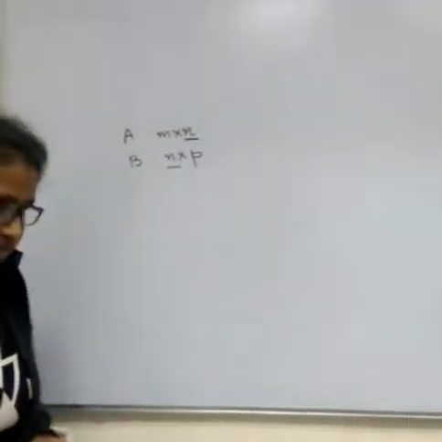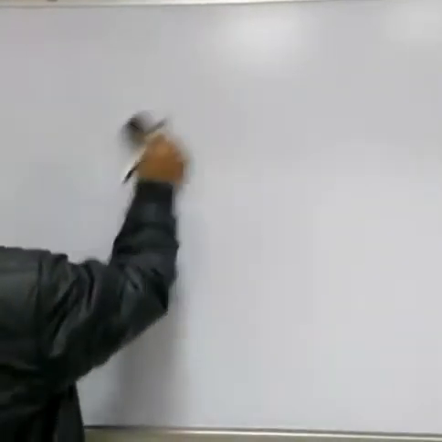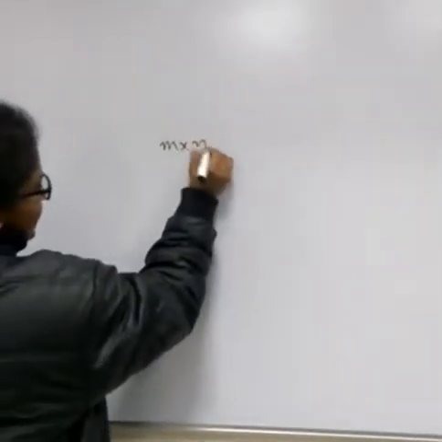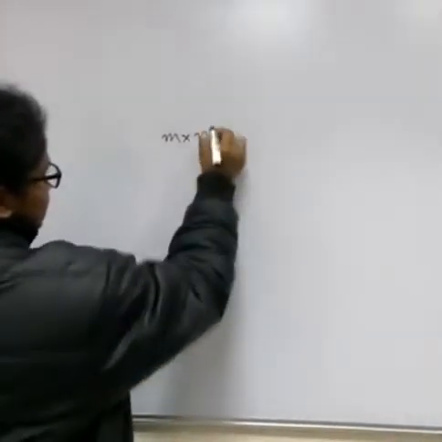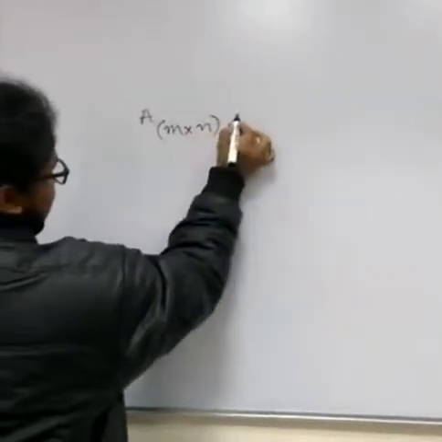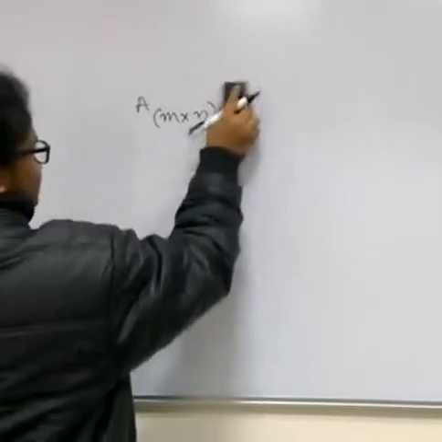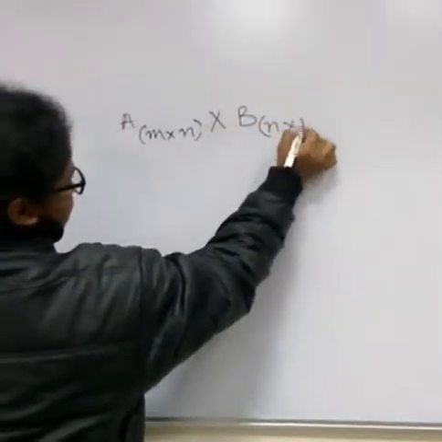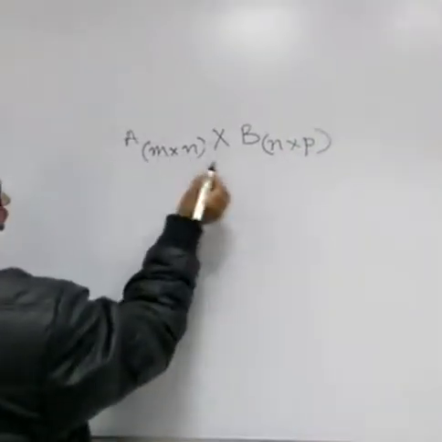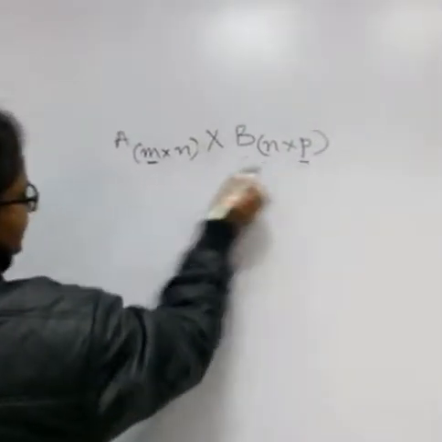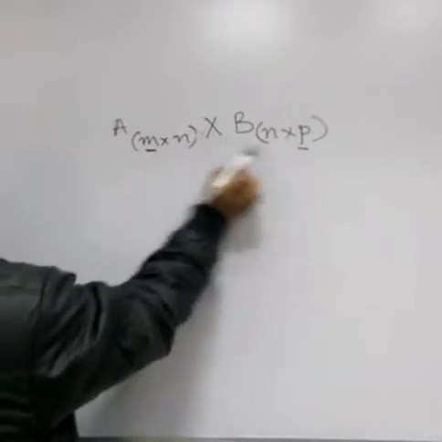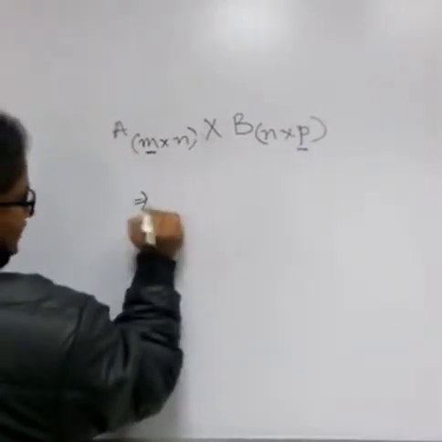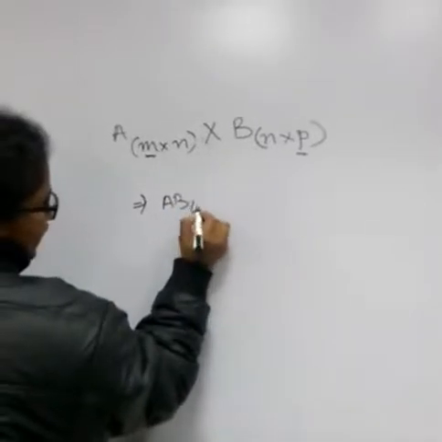the matrix multiplication is not possible. Apart from that, when we multiply two matrices of order m cross n and n cross p, the resultant matrix has the order of m cross p, that is number of rows of A into number of columns of B, which implies that AB will have the order m cross p.